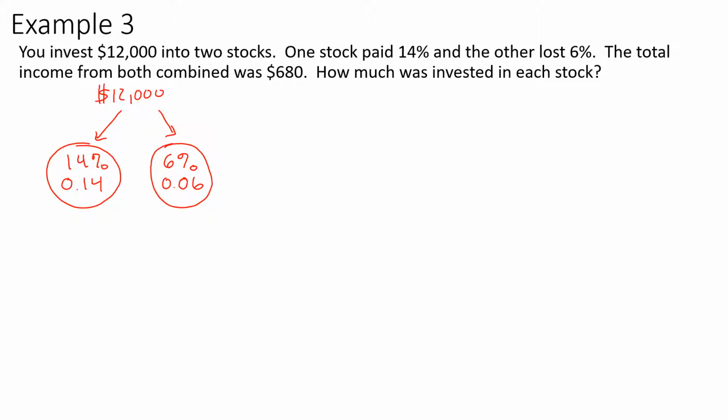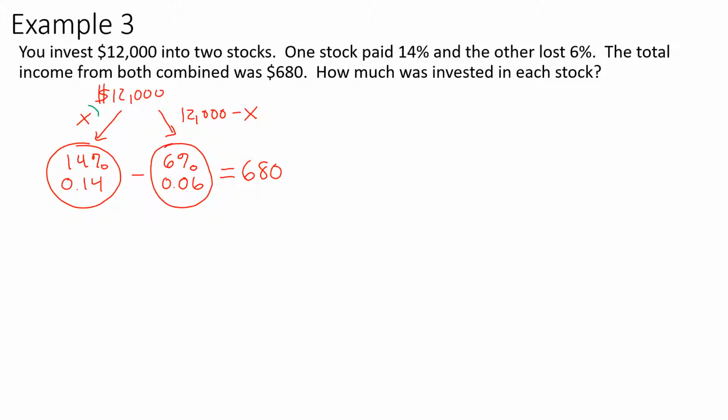So if I put X dollars into the 14% account, then the difference between 12,000 and X must go into the other account. Now we made money on the 14% account, but we lost money on the 6% account. So that 6% needs to have a negative in front of it. Combined, they total $680. So I want to write an equation involving X, and solve it in such a way that it will help answer the question being asked, how much was invested in each stock. So here's how I do that.